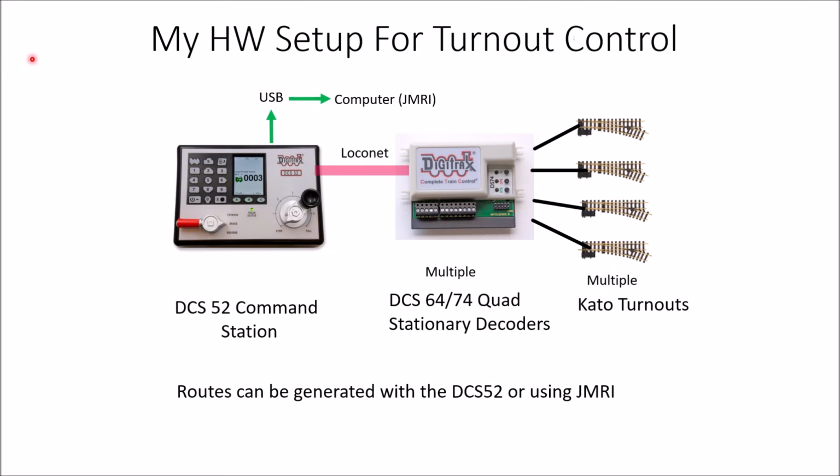Okay, for hardware, this is my hardware setup. It's pretty simple, actually. There's a DCS52 command station made by Digitrax. What's connected to the LocoNet port is some DS64 quad stationary decoders, and then each decoder goes to 4 Kato turnouts, and the DCS52 via a USB connection is connected to my computer, where I hook it up to JMRI, and I'm going to talk about that in more detail in a minute. But this is basically all I have, and the 60 plus turnouts are all connected this same way.